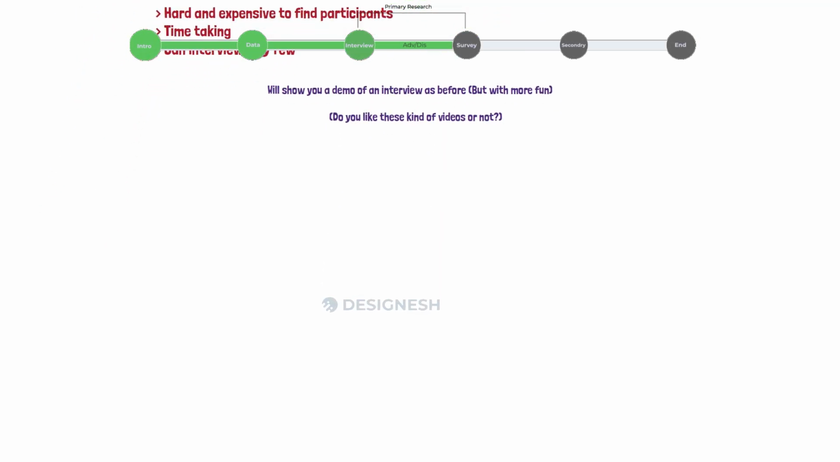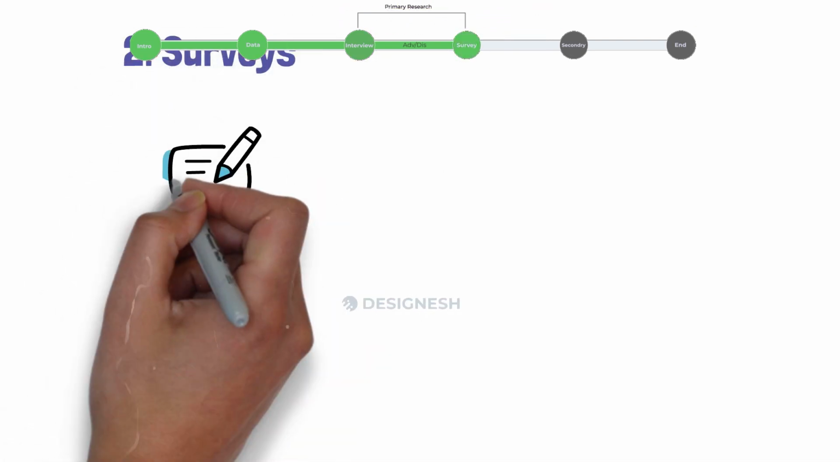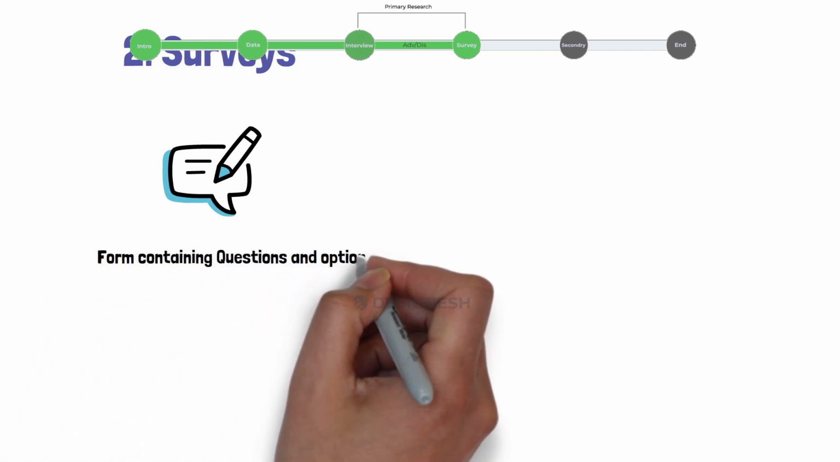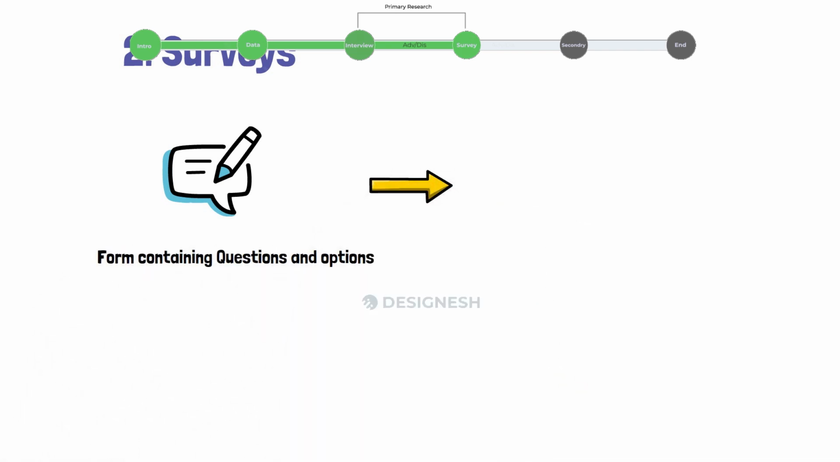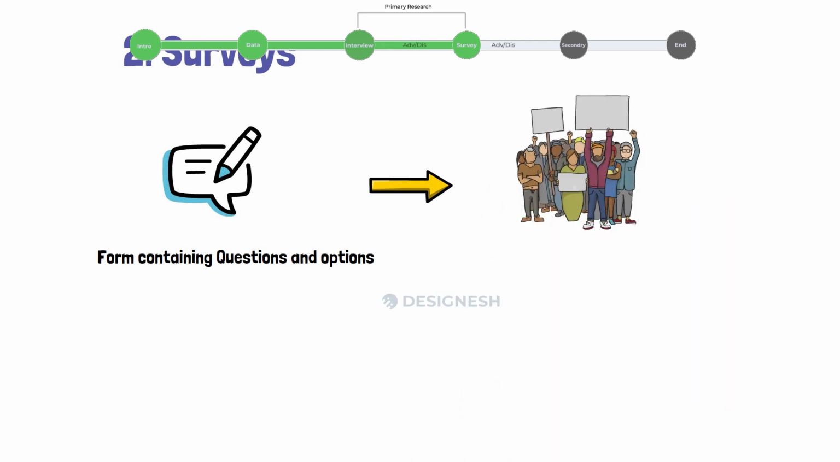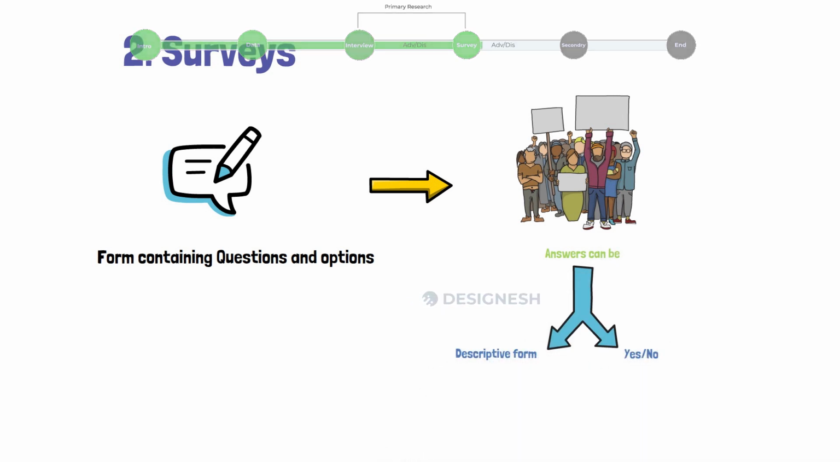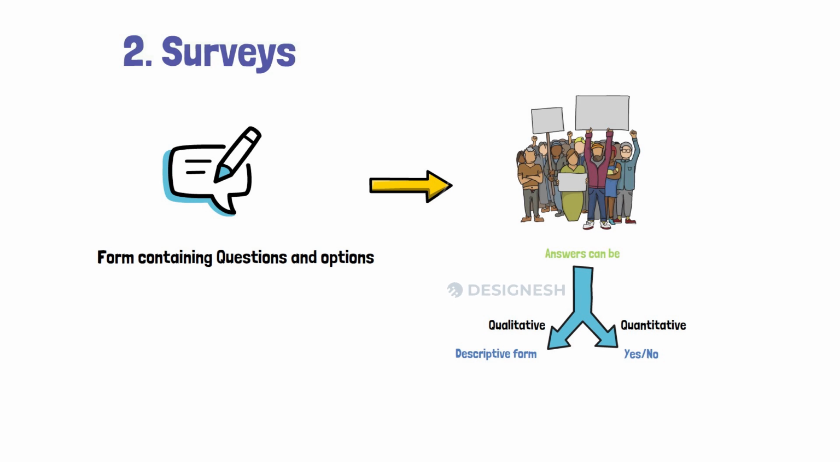Now, second type of primary research method is surveys. The survey is a type of research method where you create a form and send it to multiple people to send their feedback. It is also primary research because you are doing this research on other people. So in surveys, the same questions appear to different people and they share their opinion on that. Answers can be in descriptive form or just in yes or no formats. The data in descriptive form you will call qualitative data and in yes or no you will call it quantitative data, like how many have given yes and how many people have said no.